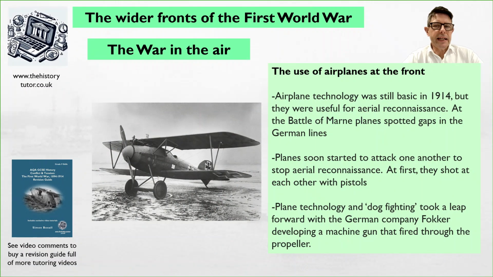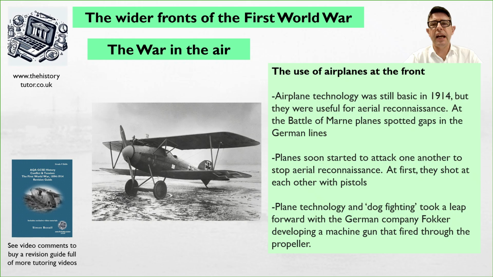It's all about war in the air. So how did airplanes help at the front line? Airplane technology was still pretty basic in 1914, but they were useful for aerial reconnaissance, taking pictures of the enemy. A significant example of this was the Battle of the Marne, where it was spotted there were gaps between the two German armies, and the British army pushed into this gap to try and encircle the enemy, leading to the German retreat at the Battle of the Marne.